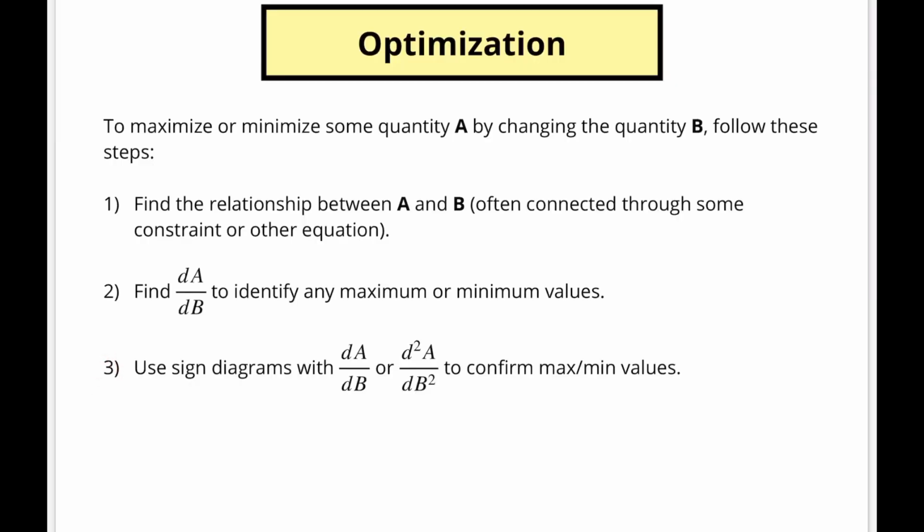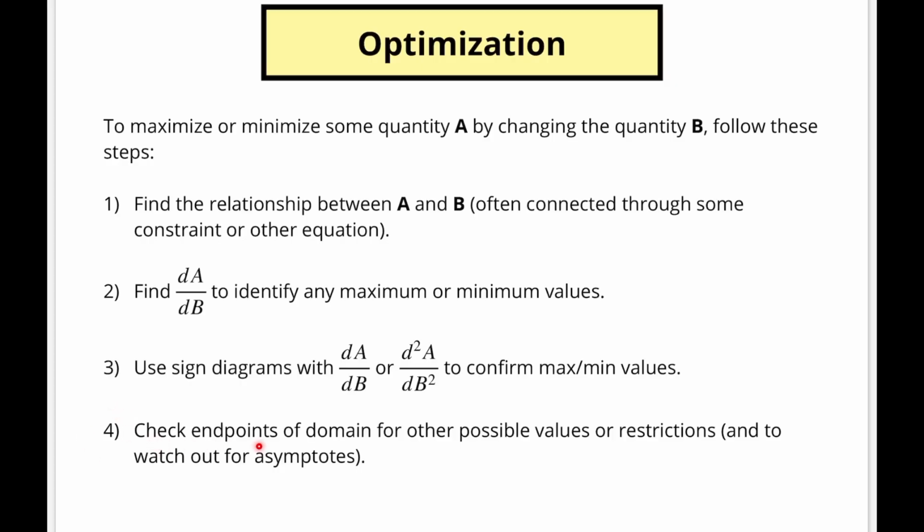Step 3 says use sign diagrams with the first derivative or the second derivative to confirm the maximum or minimum values. Now, you don't necessarily have to do this step. A lot of times you're going to be given equations like a quadratic or a cubic function where you already know how the function is going to look, so you may not need the sign diagrams. However, sometimes you're given functions with a mixture of a logarithm and a quadratic, and you don't exactly know how that's going to work out. In that case, you're definitely going to want to use your sign diagrams to confirm what values you have.